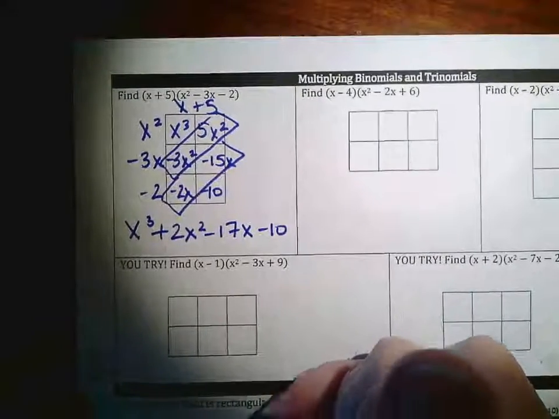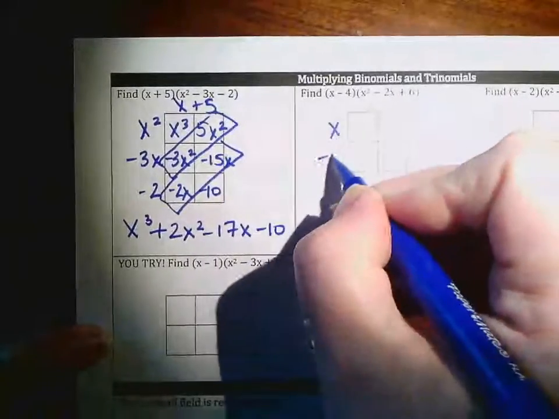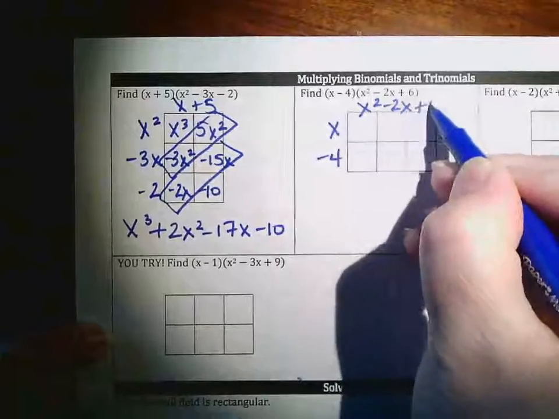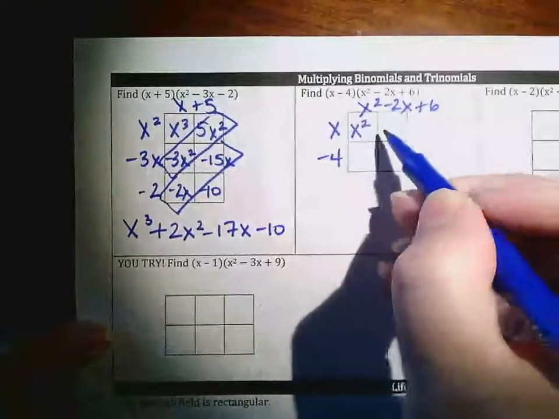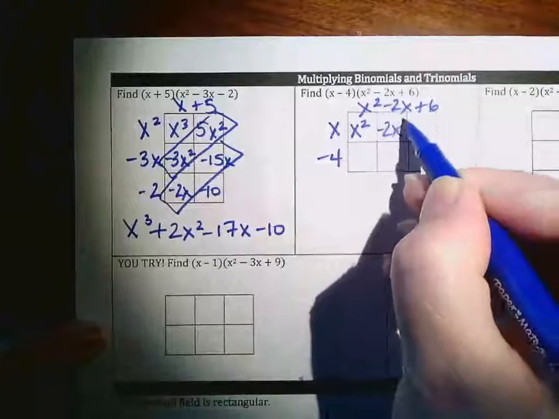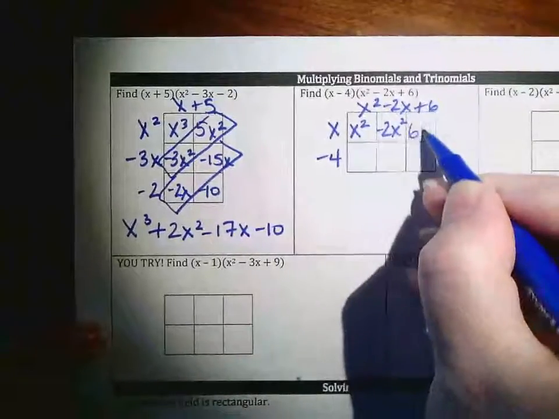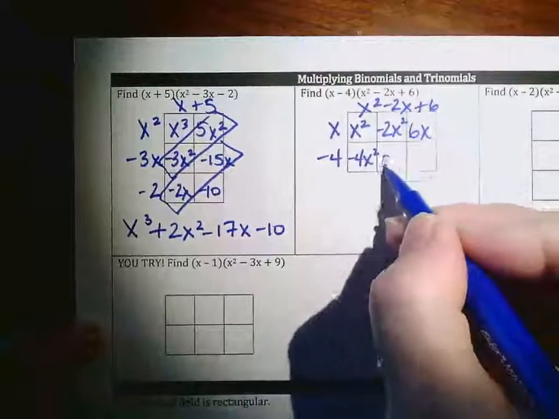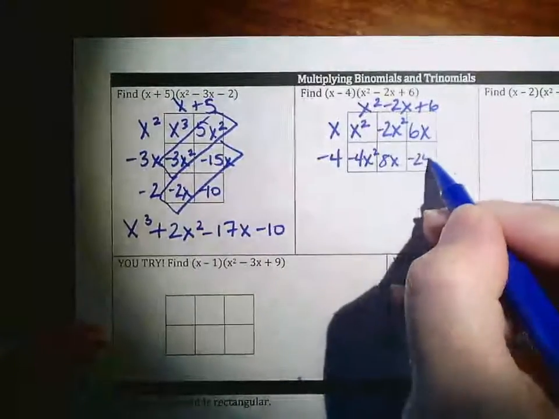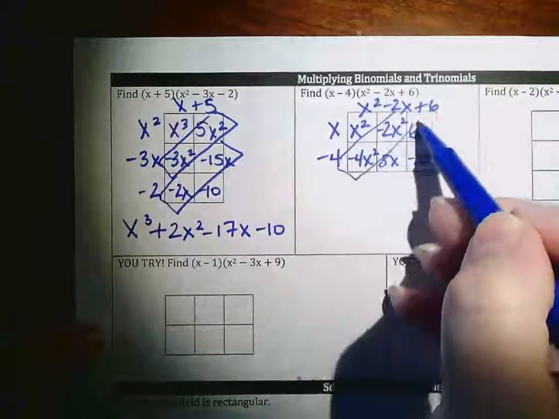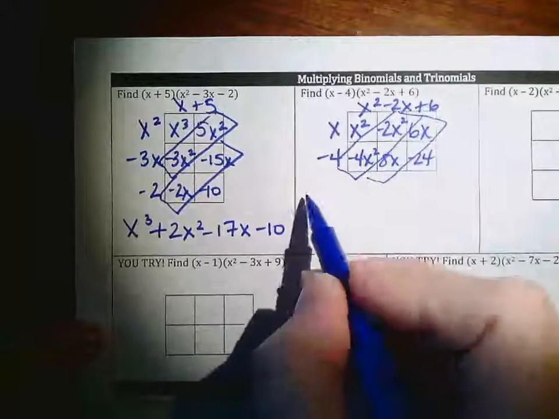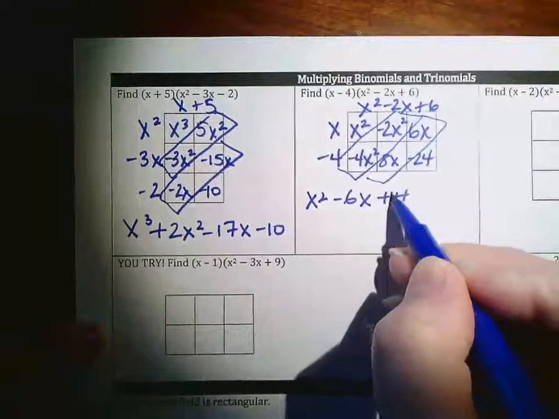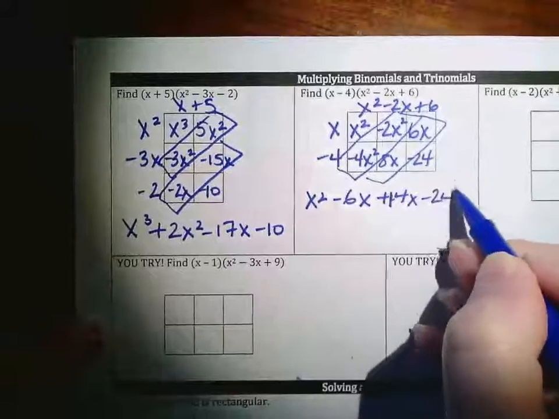And like I said before, you can do this either way. It doesn't matter. Just notice your diagonals when we get done will be in a different direction. So minus 2x squared plus 6x, and then minus 4x squared, and then 8x, and minus 24. So notice this is where your diagonals are. So you have x squared, minus 6x, plus 14x, minus 24.